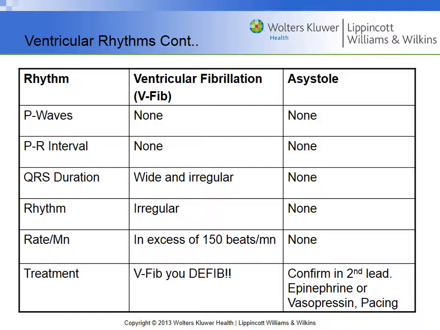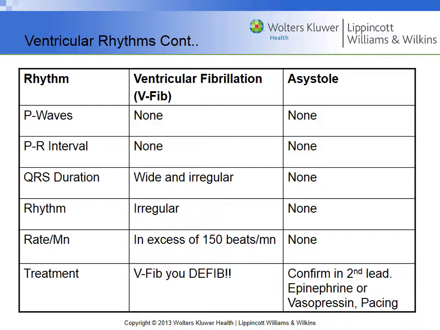So if your patient is asystolic, then it's epinephrine or vasopressin. Epinephrine is a vasopressor that's given in these patients to help stimulate cardiac activity. It can be given every 3 minutes, 1 milligram every 3 minutes. Vasopressin is a one-time dose of 40 international units IV.